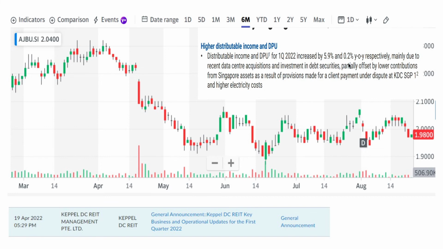Actually, the results were kind of okay, right? It wasn't a big fall. So I guess the markets were expecting strong growth from the DPU on a year-on-year perspective. And they explained it, right, because of provisions made for a client payment under dispute, and of course higher electricity costs stemming from the high utility prices. And the sell-off here was quite strong, right? And that was the contributing factor for the CMF outflow.